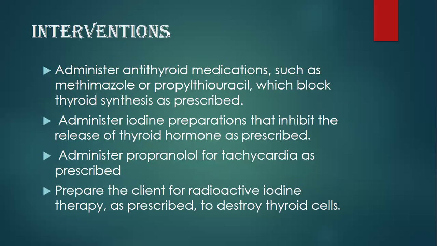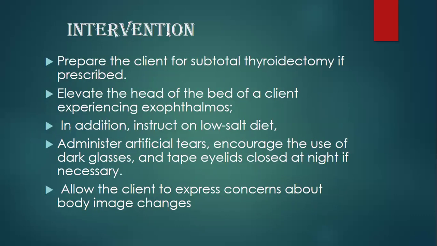Administer antithyroid medications as prescribed. We'll get there. Administer iodine preparation that inhibits the release of thyroid hormone. Administer propranolol for tachycardia. They have high level, their BP is up. So you give them what? Antihypertensive. Prepare the gland for radioactive iodine therapy as prescribed to destroy what? Thyroid cells. The thyroid gland is overworking. Then prepare the gland for subtotal thyroidectomy if necessary, if it is prescribed.